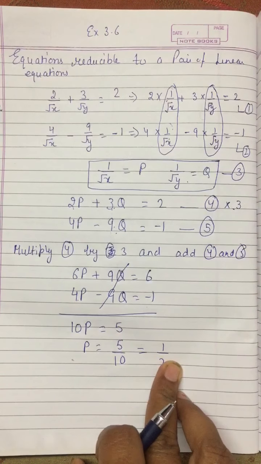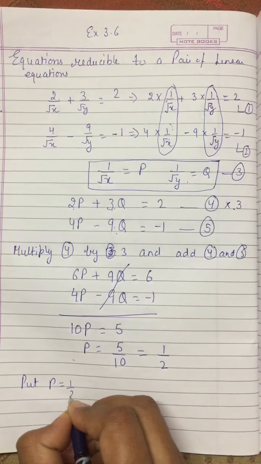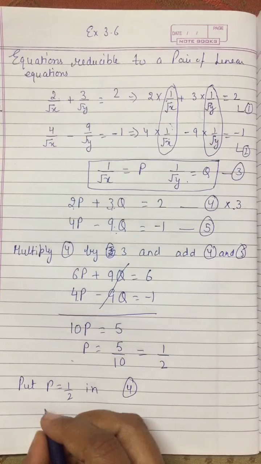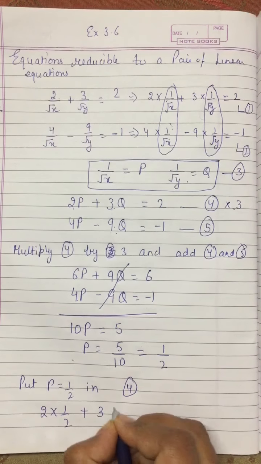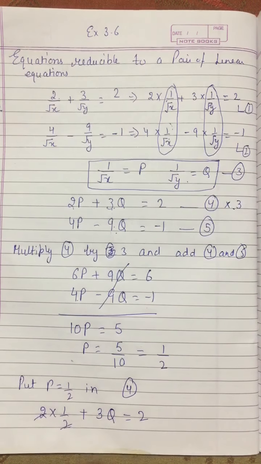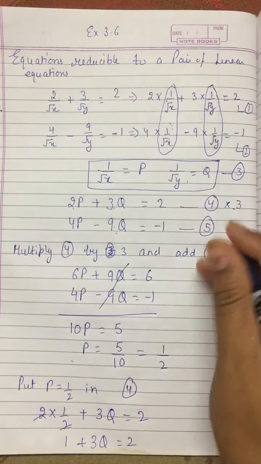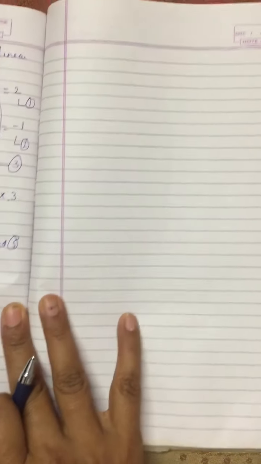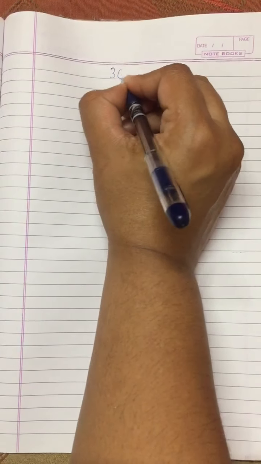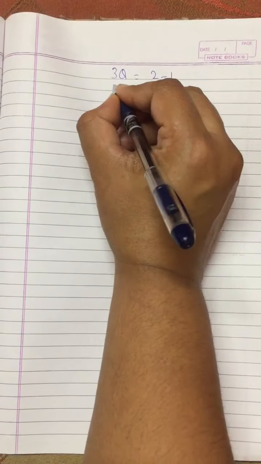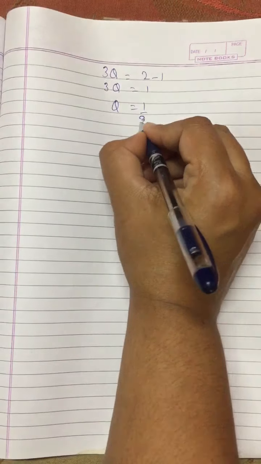So you are getting p equals 1 by 2. Similarly we will find q. Put it in any one of these two equations. Put p equals 1 by 2 in equation 4: 2p, p replaced by 1 by 2, so 2 times 1 by 2 plus 3q equals 2. The 2 and 2 cancel out, and you are left with 1 plus 3q equals 2. Take 1 to the other side: 3q equals 2 minus 1, so 3q equals 1, and q equals 1 by 3.